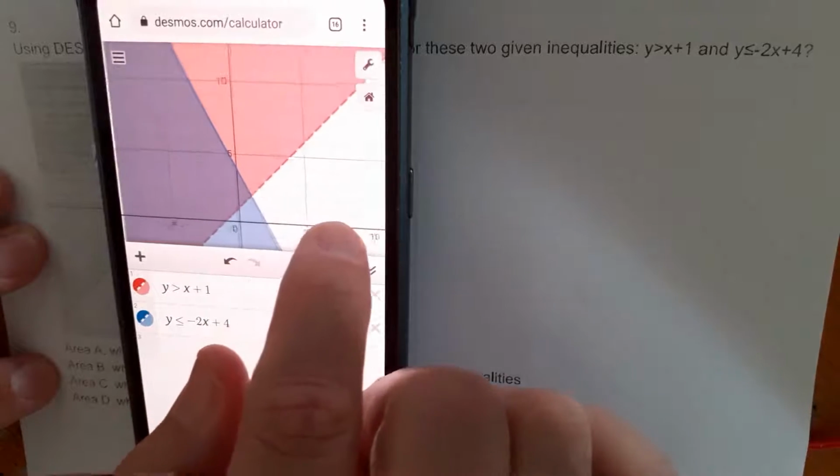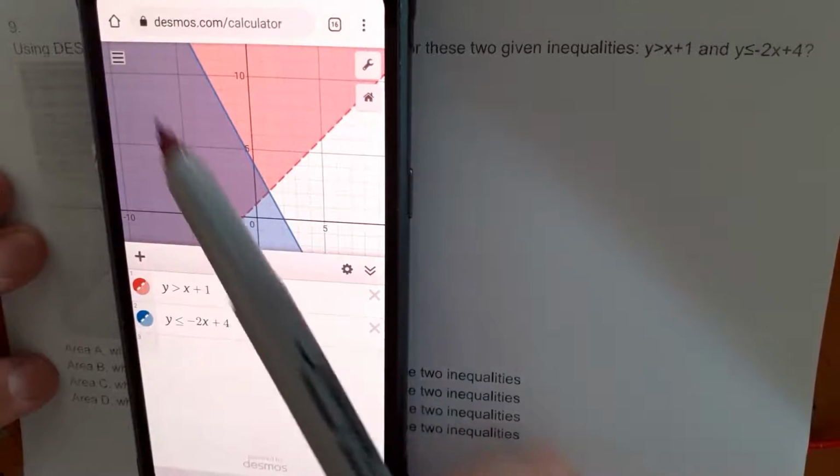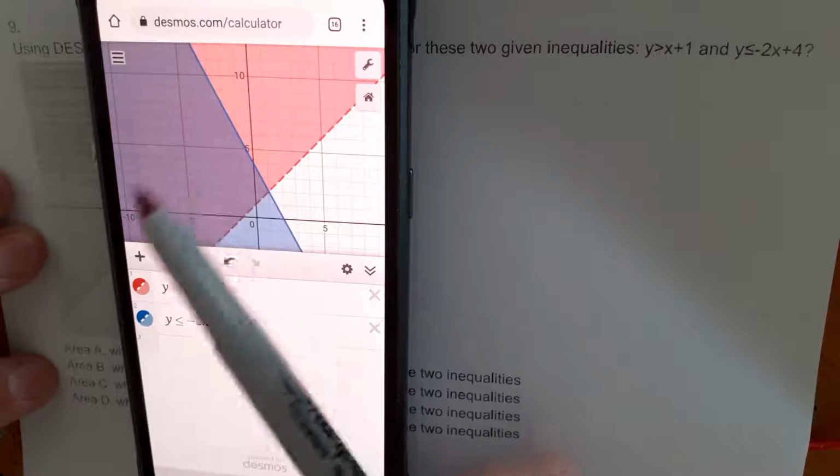So let's move this here. And notice, now here's the new line. Notice it's got an equals in it, so it is a solid line because the values on the line are included. And it's less than, so everything below this. Now the less than here and the greater than here combine into this combined shaded region. Looking at the graph on our answer sheet, that's this area here, which they're calling A.